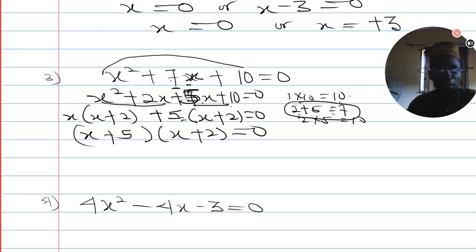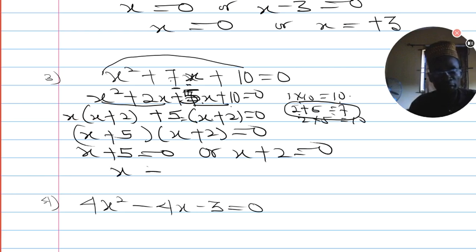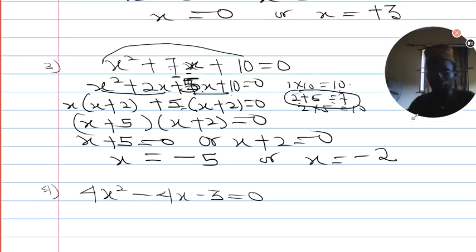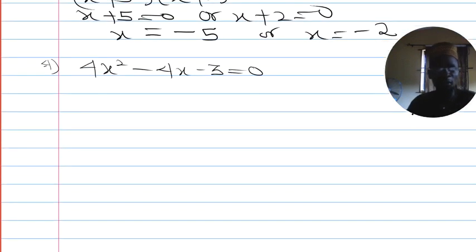Since this one is plus, we can have x + 5 = 0, or x + 2 = 0. This plus 5 here becomes minus, x = -5, or x = -2. So we are done with this. Now look at this fourth one as well.